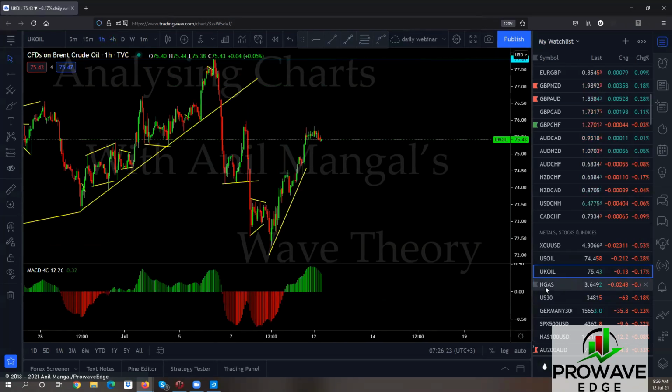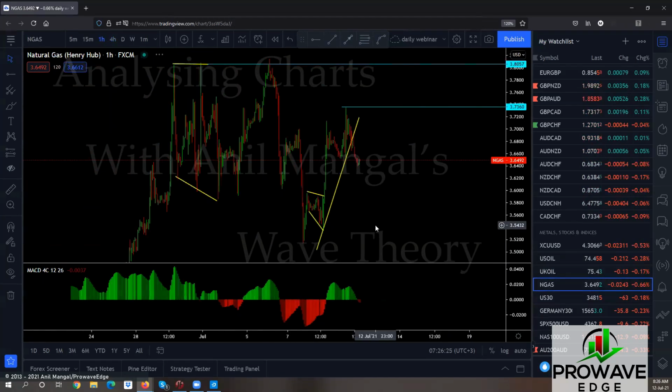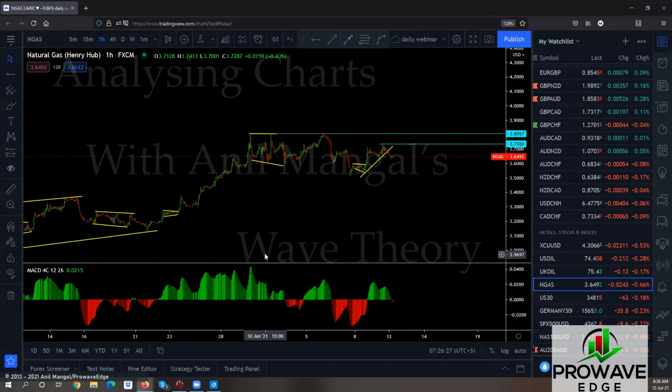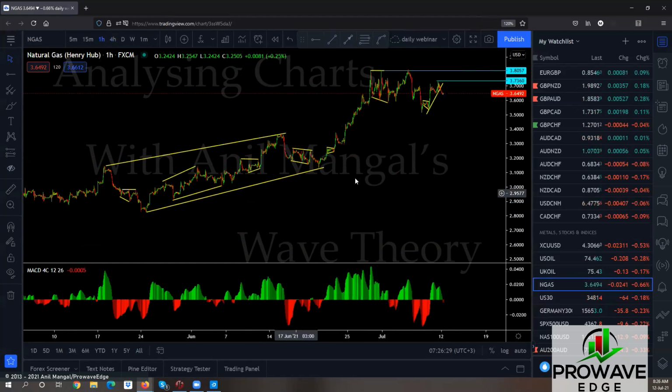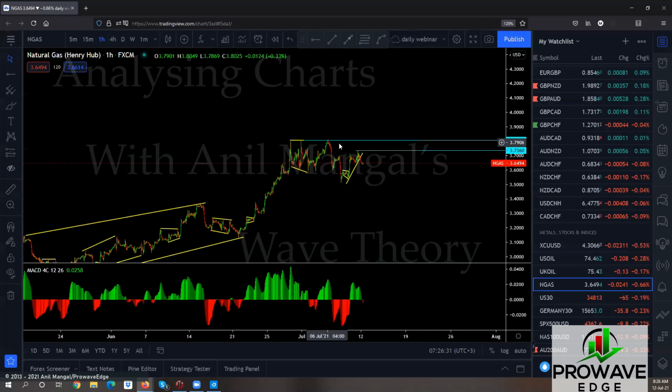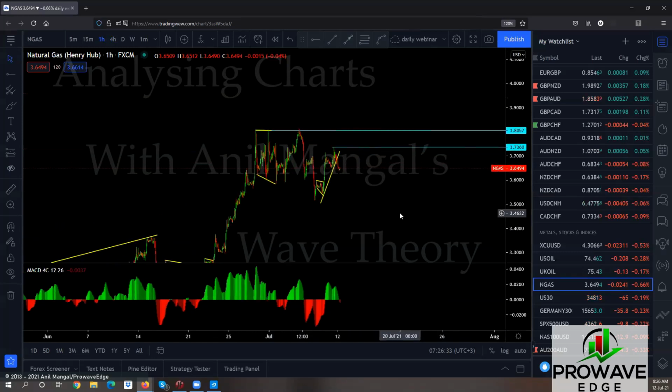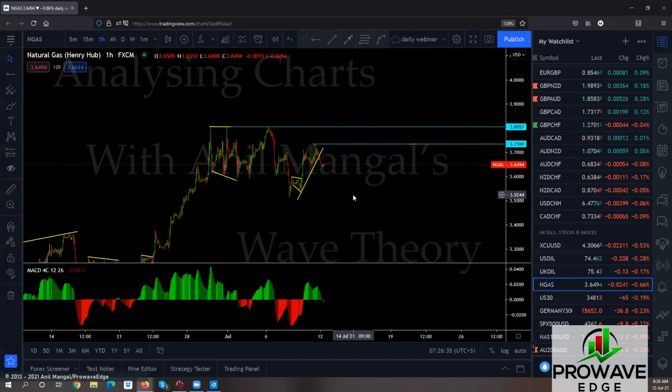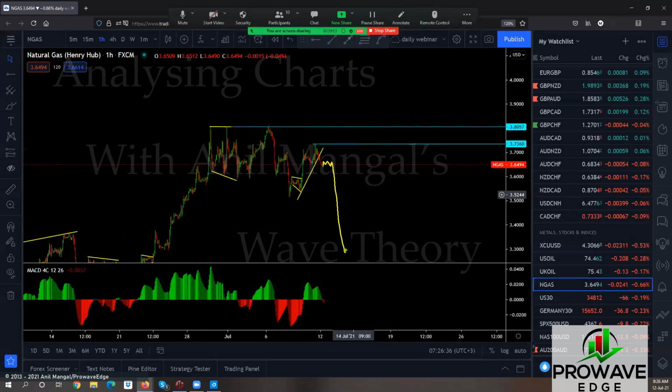UK oil, same thing. Natural gas. I think we came from the low. You can see this. It made a flat, it broke the top. So the question is, is it starting the downside from here, right? If we get a flag here, we sell. Or is it just making a bigger consolidation, which means they come here and go back up?